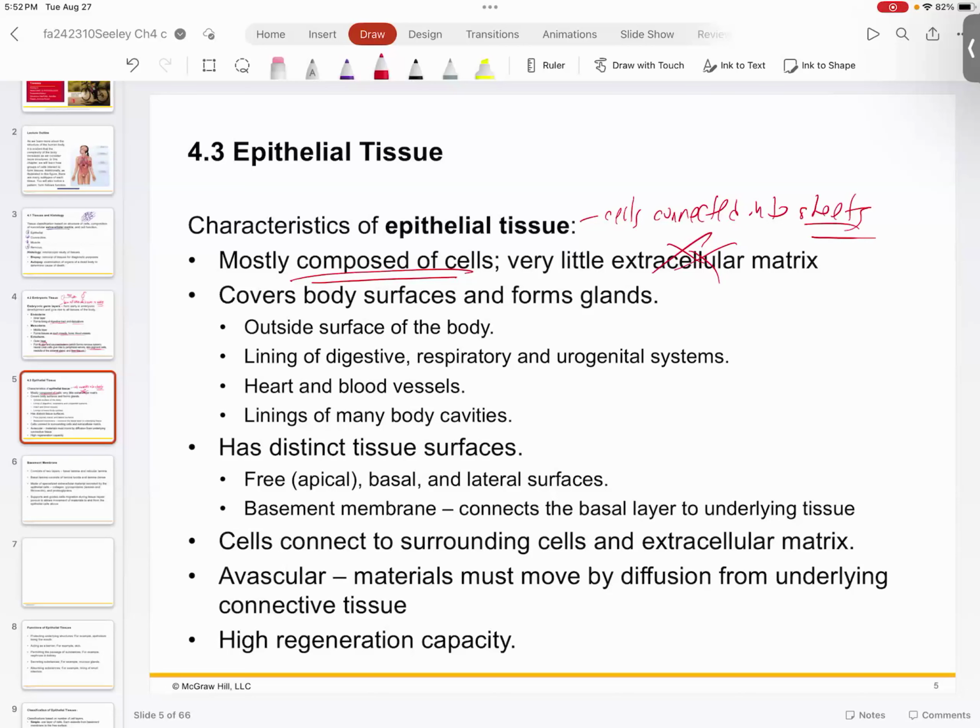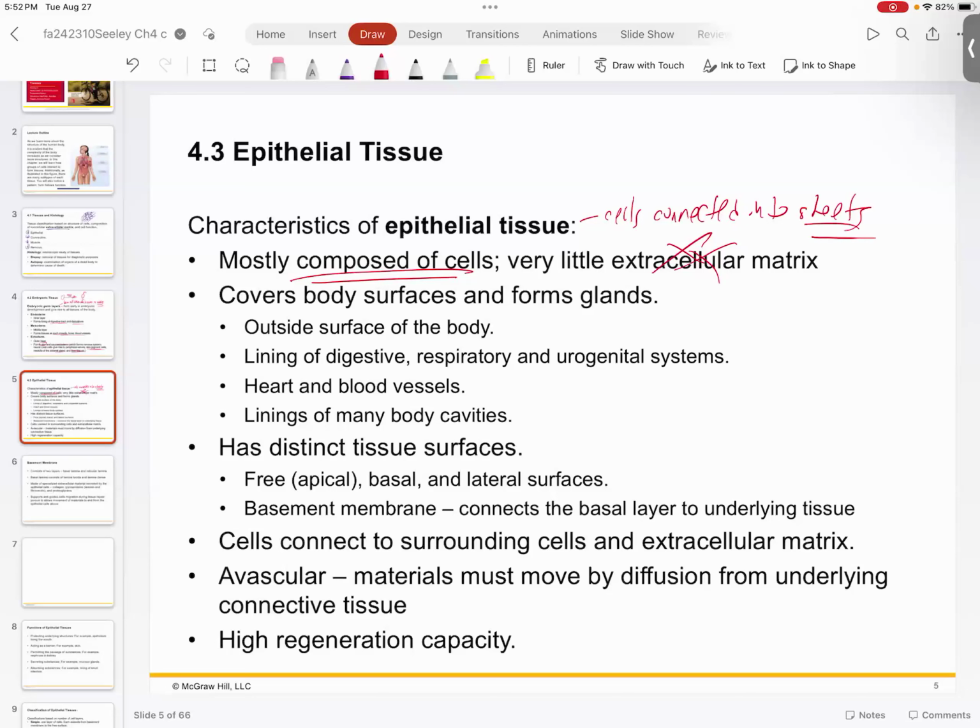Okay. So a good example is the skin, right? Our outside surface of our body. However, it also means everything that's inside the body as well. So when you take a look at the inside of the body, you're talking about the lining of your organs, for instance, your digestive system, respiratory system, your genital system. So all of these are going to be covered or lined with epithelial tissue.